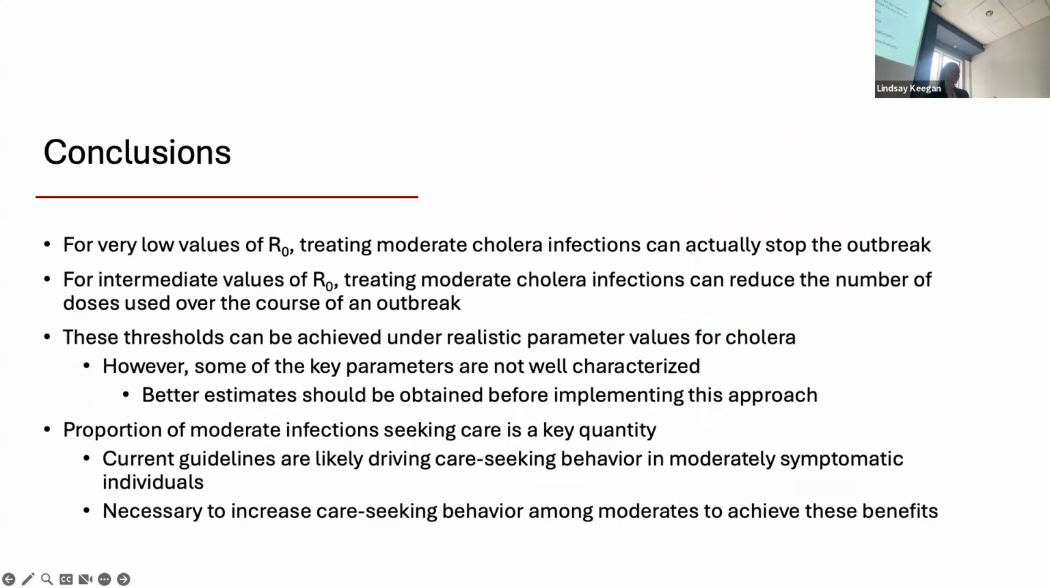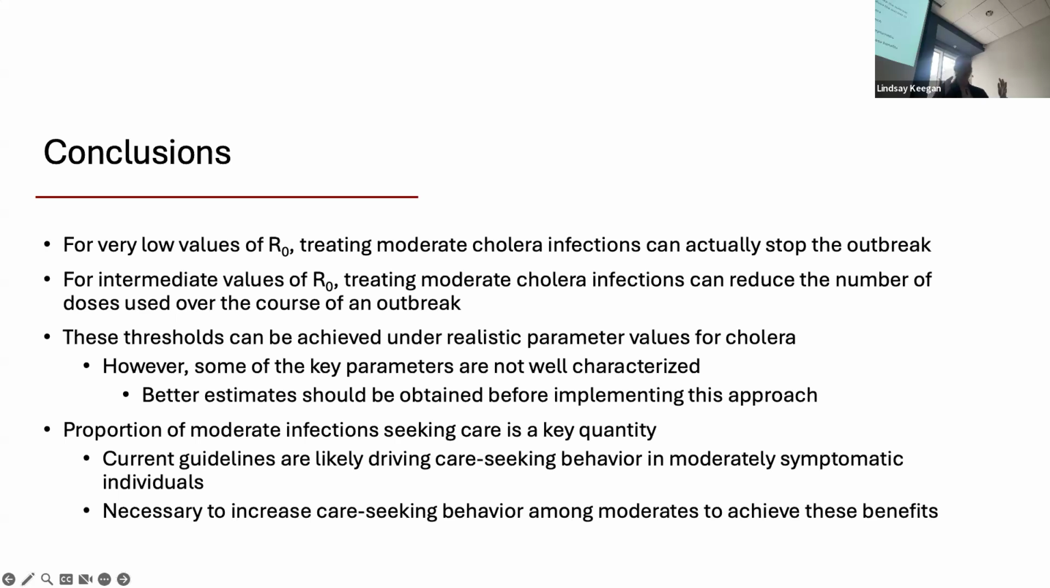So in conclusion for this project, for very low values of R naught, treating moderate cholera infections can actually stop the outbreak. For intermediate values of R naught, treating moderate infections can reduce the number of doses used overall. And so these thresholds can be achieved. We've shown that these thresholds can be achieved under realistic parameter values for cholera.